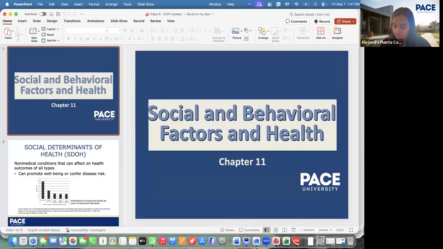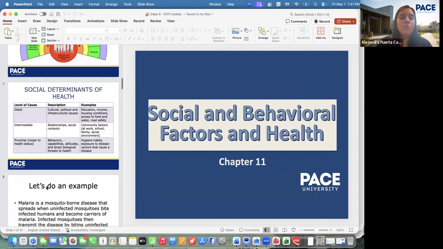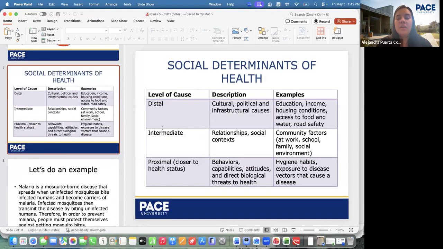Social determinants of health. Just know this, that there are distal, intermediate, and proximal social determinants of health, right? So the proximal will be the inherent of the person, so the behaviors, the capabilities, the attitudes, and of course the direct biological threats to health. So if someone smokes, if someone drinks, whatever, that would be proximal.